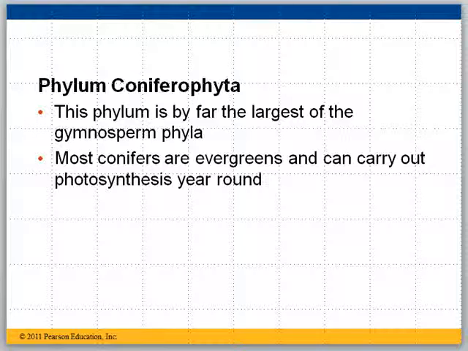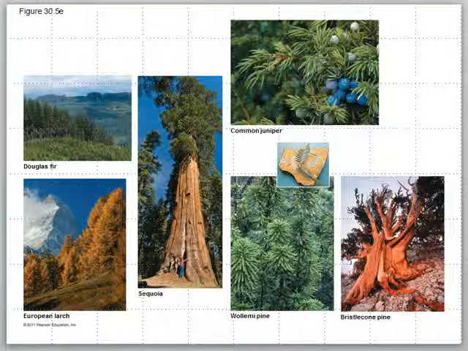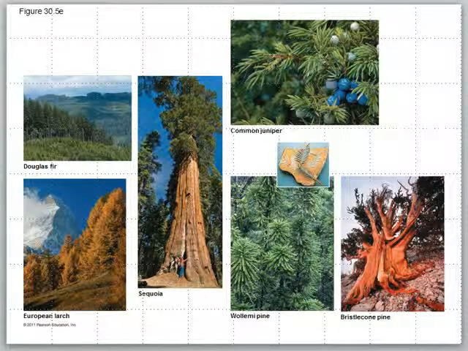So some of these you're probably familiar with. We have things like the Douglas fir and the European larch, which the larch actually does drop the majority of its needles and leaves in the fall. Then others are more evergreens like the juniper. Here's a giant sequoia tree, a bristlecone pine. This is a pretty fascinating group of plants. For example, in this group you have some of the largest and oldest living things ever on Earth.